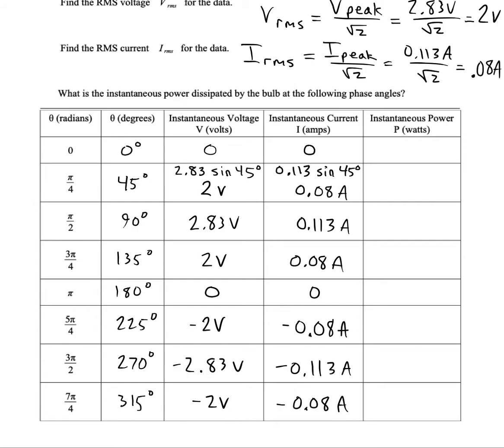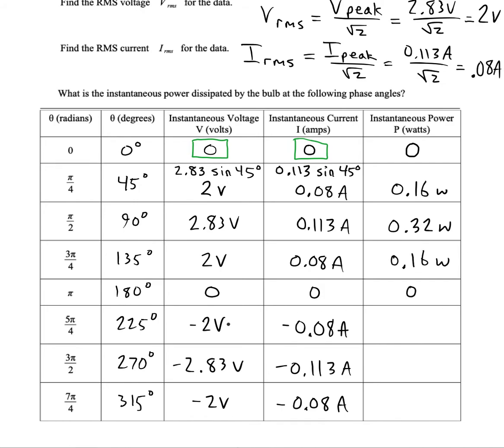Now let's find the instantaneous power. How do we do that? Well, all we have to do is multiply the instantaneous voltage times the instantaneous current, and that will give us the instantaneous power in watts. So it's going to be 0 when we're in phase 0. When we get to pi over 4, our power is going to be 0.16 watts. But when we get to that peak, our power grows to 0.32 watts. And you'll see the pattern here.